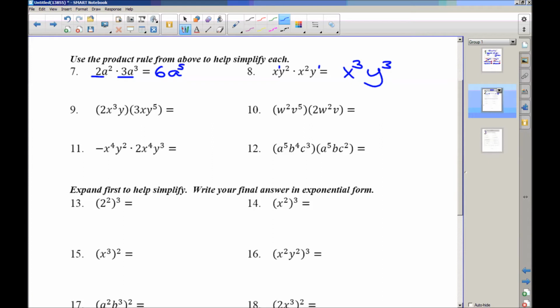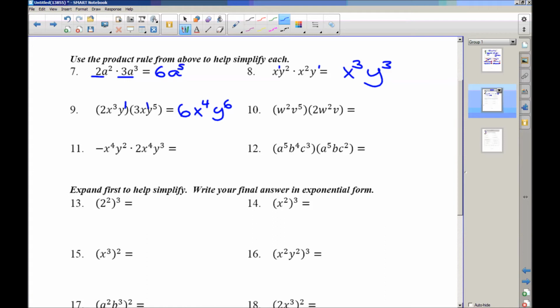And number 9, we multiply our coefficients together to get 6. 2 times 3 is 6. And then in this case, we have x's and y's for the base. The exponents on the x base in the first term is 3, and in the second term it is 1. So 3 plus 1 will make 4. And the y's exponent in the first term is 1, and in the second term is 5. So 1 plus 5 will make 6 there. So 6x to the 4th, y to the 6th.